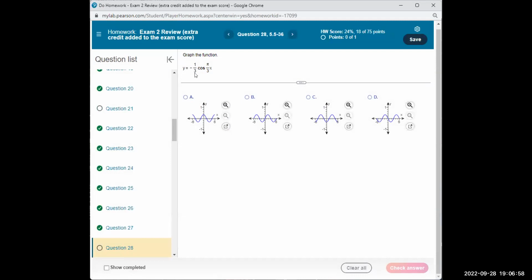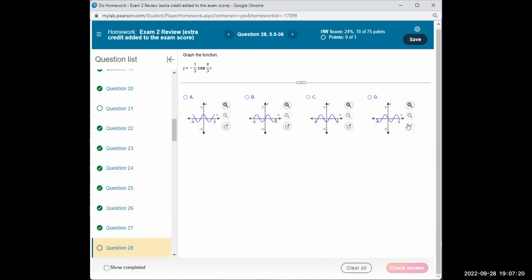Here, we're asked to graph the function. So first, you're going to notice that the amplitude is 1/3. And it's the cosine function, which is shaped like a vase, kind of, but it's been reflected because of this negative here, reflected across the x-axis. So it's going to be kind of an upside down vase, if you will.